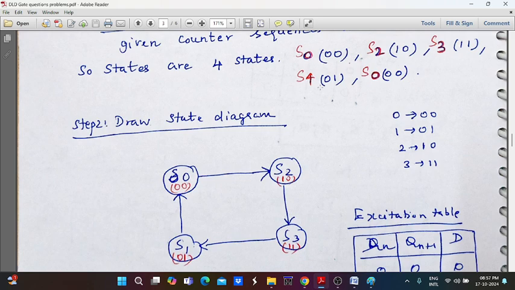And from S3 to S1, the state transition happens, and after S1 it again moves to the initial condition S0. The arrow indication is mentioned like this: 00, 10, 11 and 01. These are the different sequence of state transitions that occur in this example.